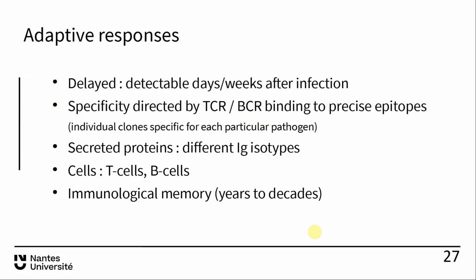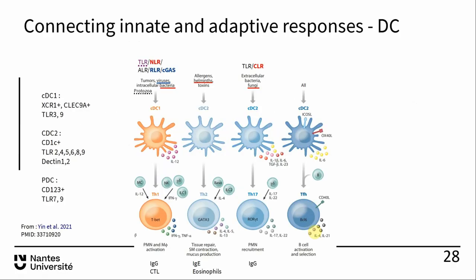So what are the secreted and the cellular aspects? The secreted proteins are immunoglobulins, antibodies, and the cells we're talking about are T cells and B cells. The big important thing about the adaptive response, well, two things, I guess: high specificity, very, very specific for a particular pathogen, and immunological memory, because these memory T cell and B cell clones can persist for years, maybe decades.